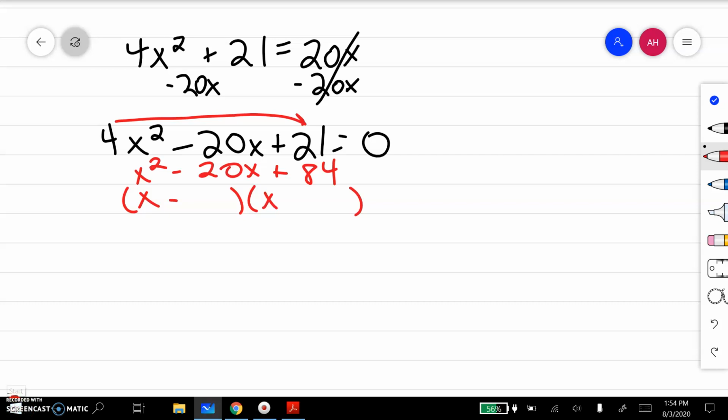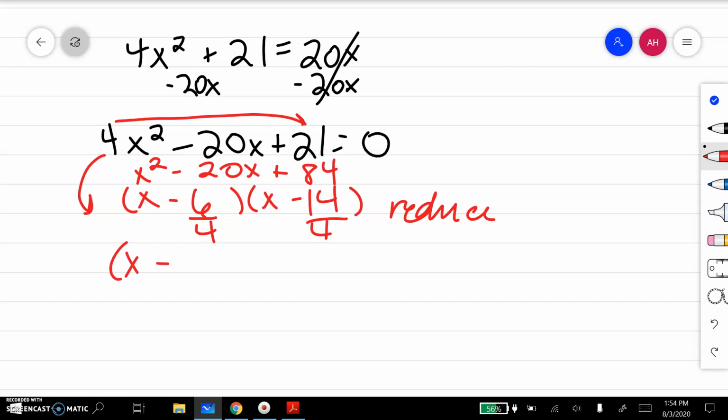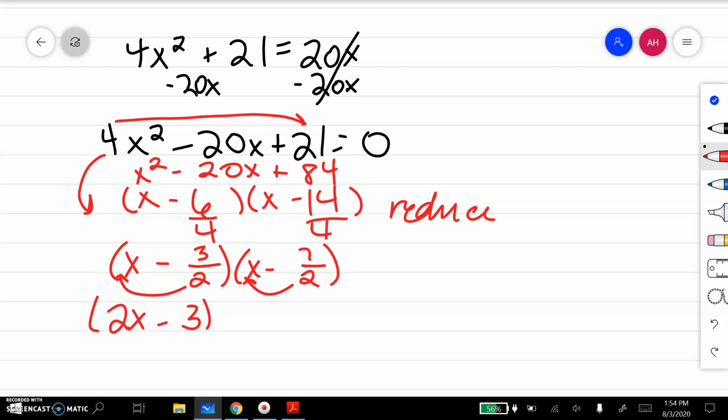And that's going to factor into minus 6 and minus 14. Then don't forget, you need to take this 4, divide it back underneath. And then we need to reduce the fractions. So this will reduce to 3 over 2, and this one's 7 over 2. Bring it back up in front. We get 2x minus 3 and 2x minus 7.